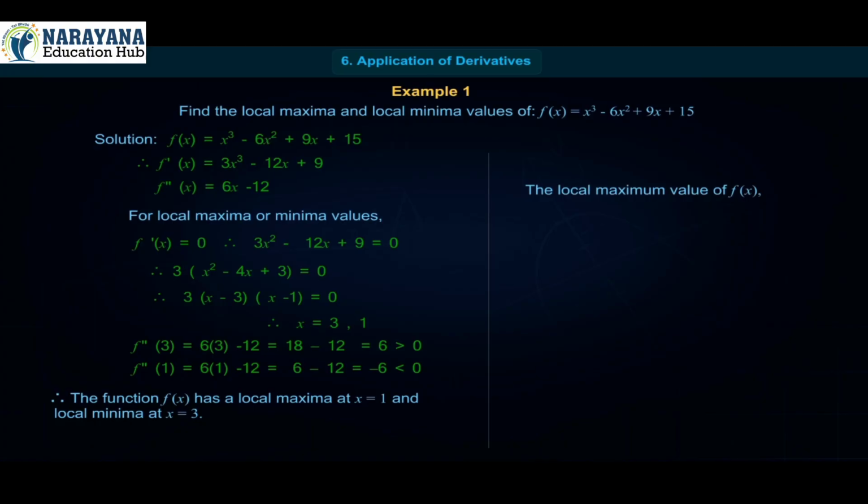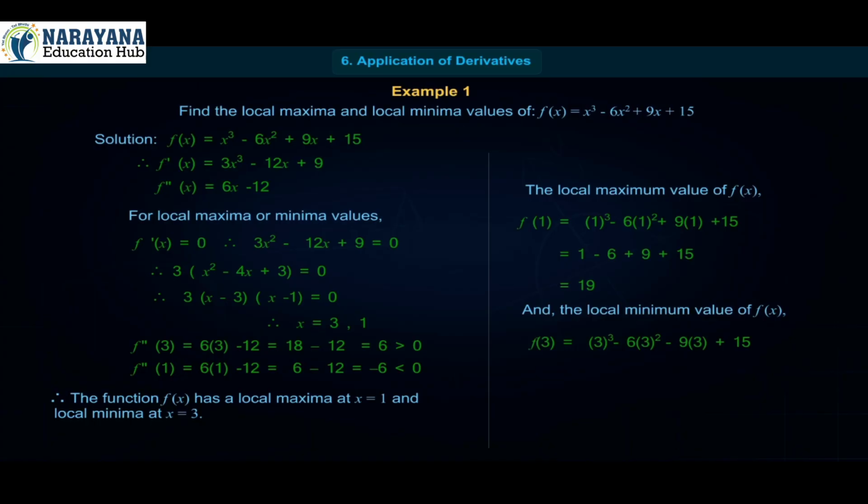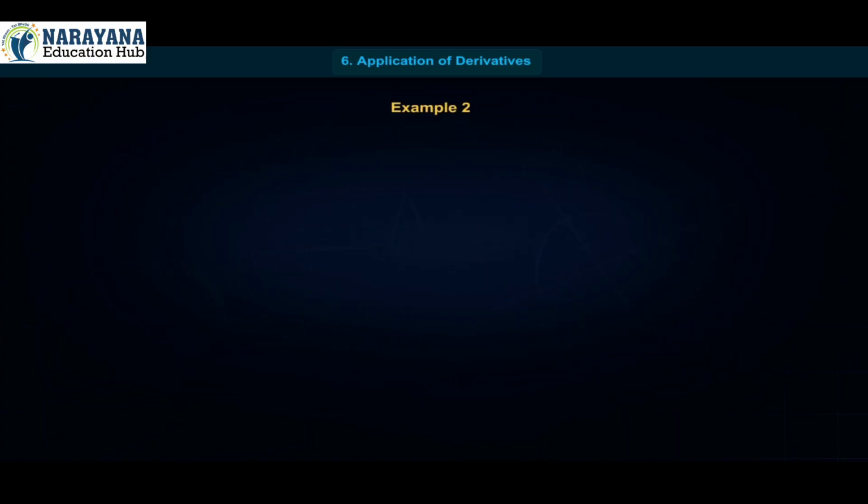The local maximum value of f(x), f(1) is equal to 1³ minus 6 into 1² plus 9 into 1 plus 15, which is 1 minus 6 plus 9 plus 15, equal to 19. And the local minimum value of f(x), f(3) is equal to 3³ minus 6 into 3² plus 9 into 3 plus 15, which is 27 minus 54 plus 27 plus 15, equal to 15.